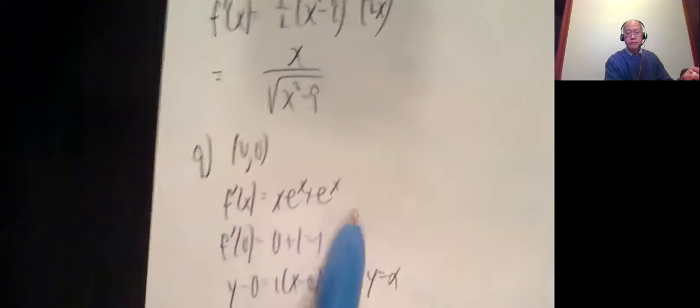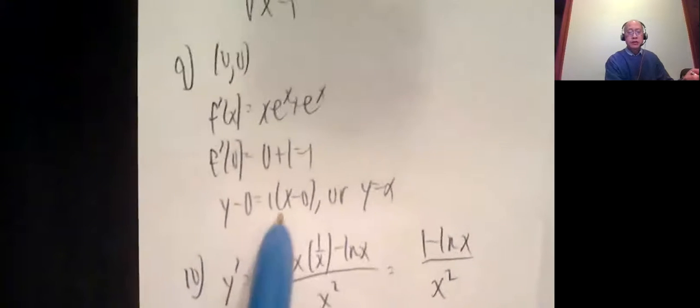Number 9, at x equals 0, y is 0, so you've got the origin (0, 0). F prime, product rule: first times the derivative of the second, x times e to the x, plus second function e to the x times the derivative of the first, which is 1. Plug in 0, you get 0 plus 1 equals 1. So the point is the origin, slope is 1. Point slope form: y minus 0 equals 1 times (x minus 0), or y equals x.